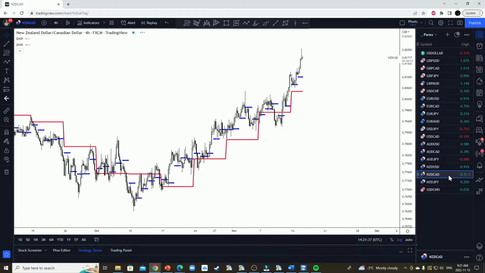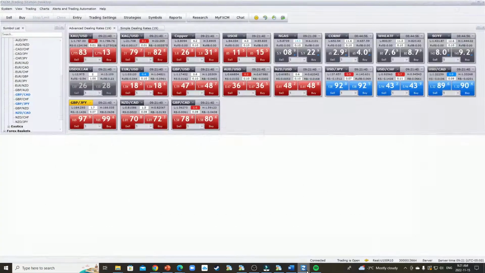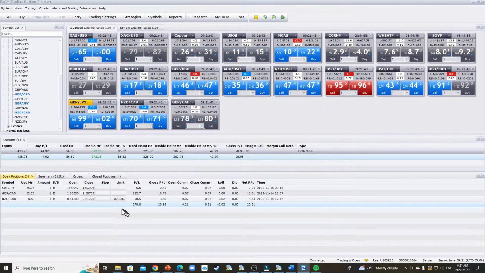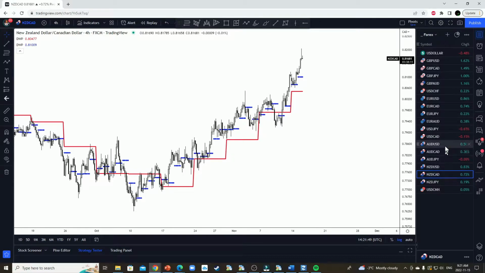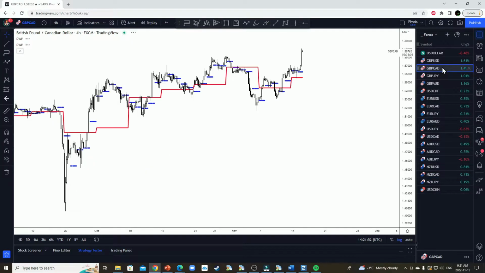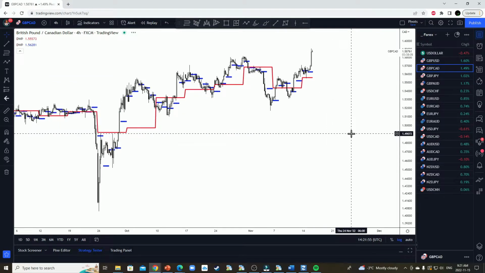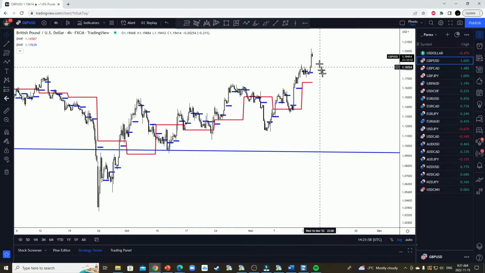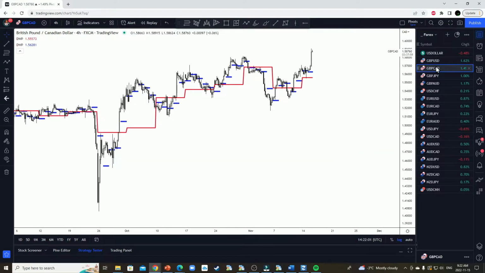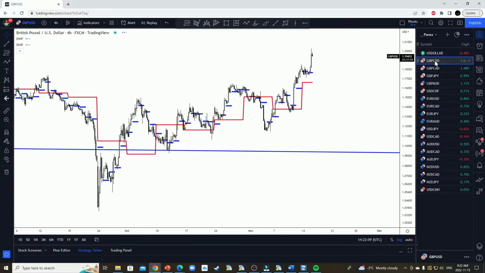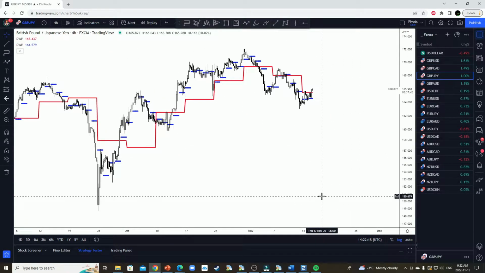What else? NZD/CAD, I saw rejection over here, so I'm going to get out of that as well in a minute. And then what else? GBP/CAD, I got out of this one because I think it's going to revert. Basically, I think we're going to have a temporary retracement, and I think I'll be able to, if I choose to, re-enter these positions at a better price, because I'm seeing signs that we're exhausted for a while. So I decided to exit a bunch of positions.